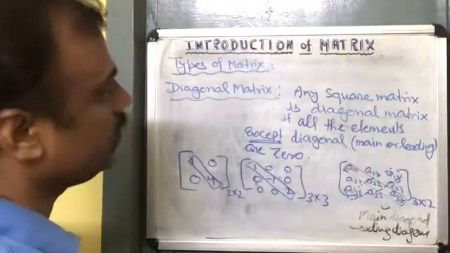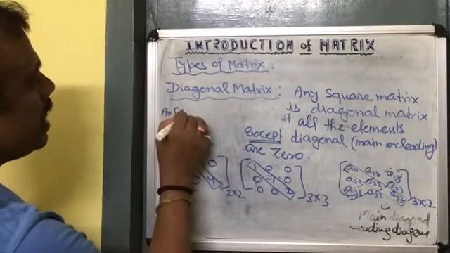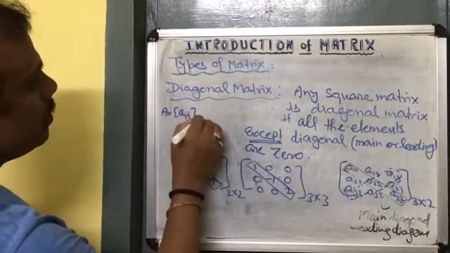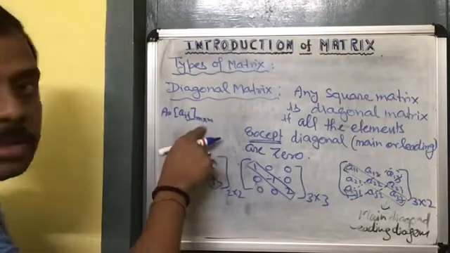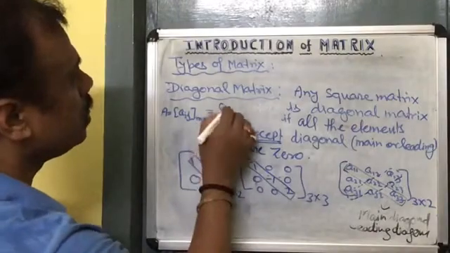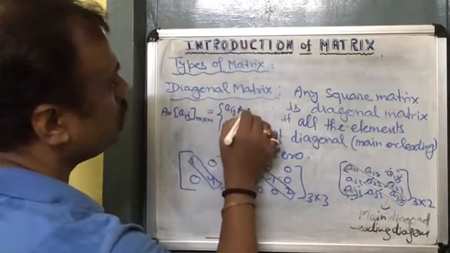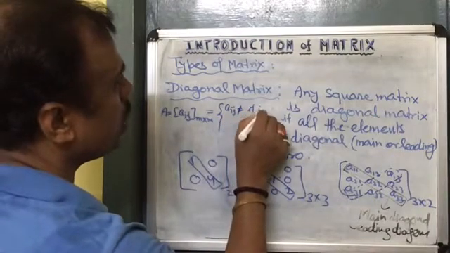We can define it in this way also. There is another way to define it. If A equals Aij, n cross n because it is a square matrix, then Aij is not equal to 0 if i equals j.